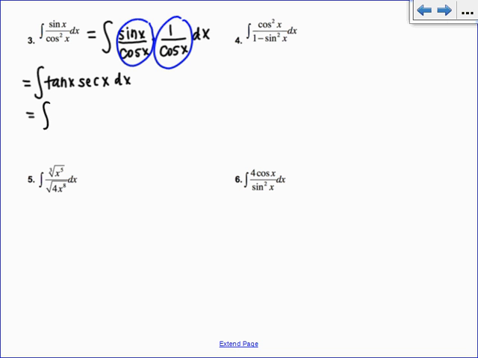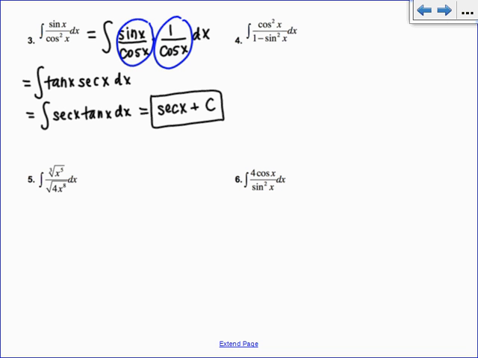So now that I've done that, I see that I have secant x tangent x, which means we didn't do those derivative drills for nothing, right? So when I see secant x tangent x, it is the derivative of something. It's the derivative of secant. So that's why you really have to have those down. Same idea for this one.